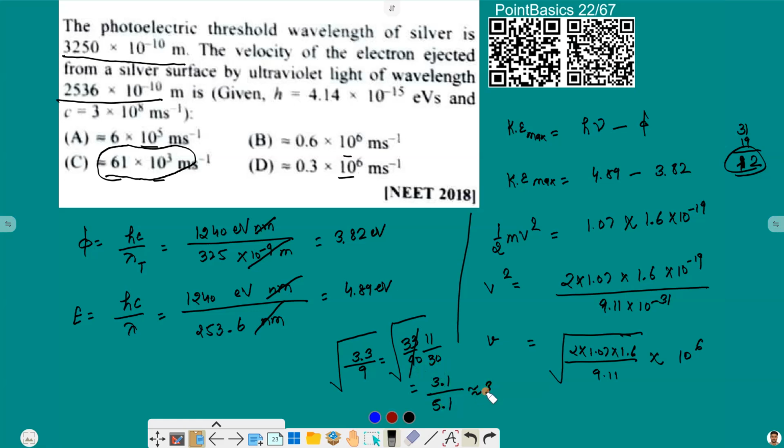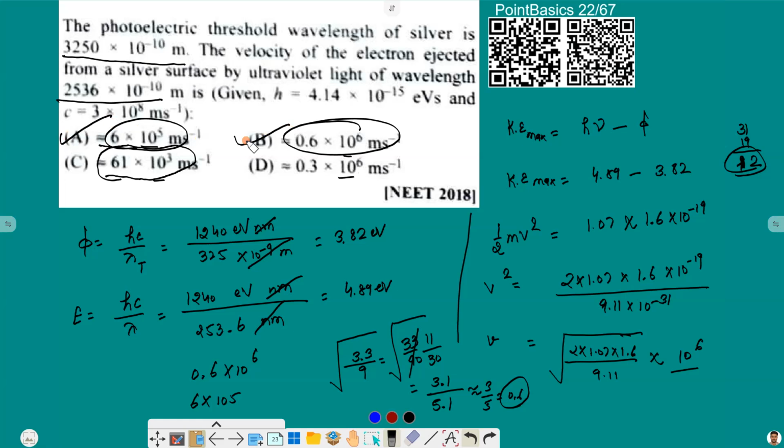Now again approximate it to 3 by 5, and that will give us 0.6. So 0.6 into 10 raised to power 6. That should be the nearby answer. Now this can also be written as 6 into 10 raised to power 5. I think, yeah. So these both answers are matching here. So either A or B can be the right answer here.